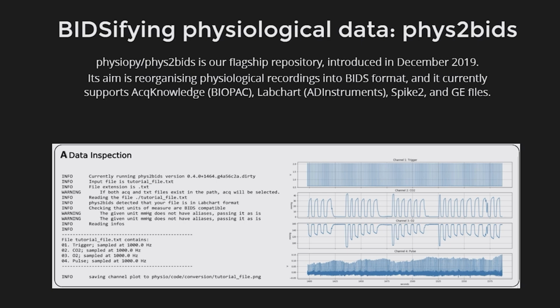And this is a little example of one of the outputs that you would see. Essentially it shows you some of the raw images of the files that you're collecting, and then it checks if it's in BIDS format, does some other checks, and then eventually puts it out in BIDS.